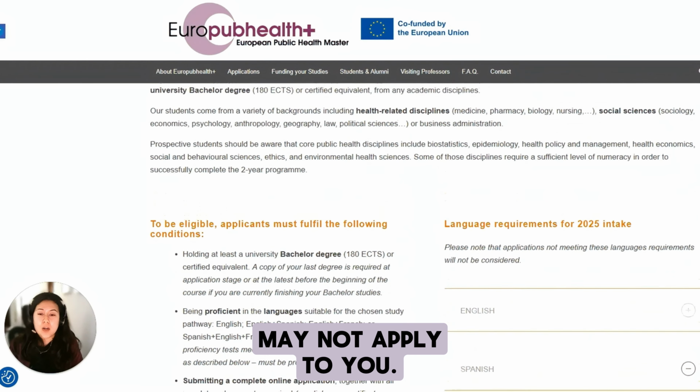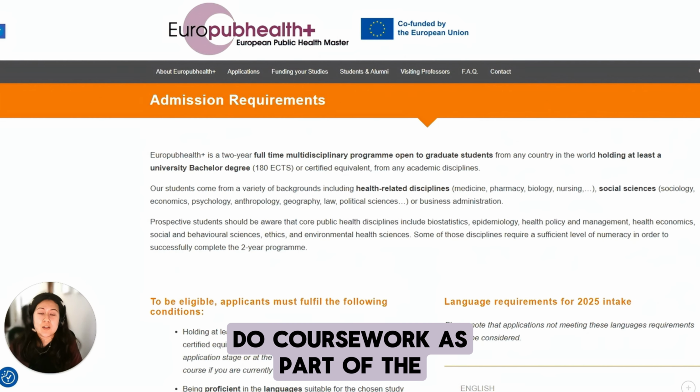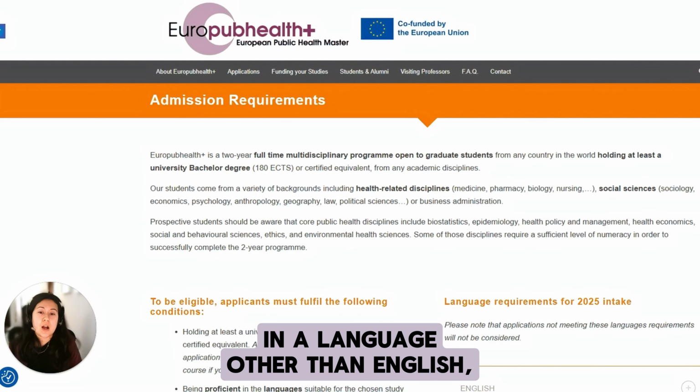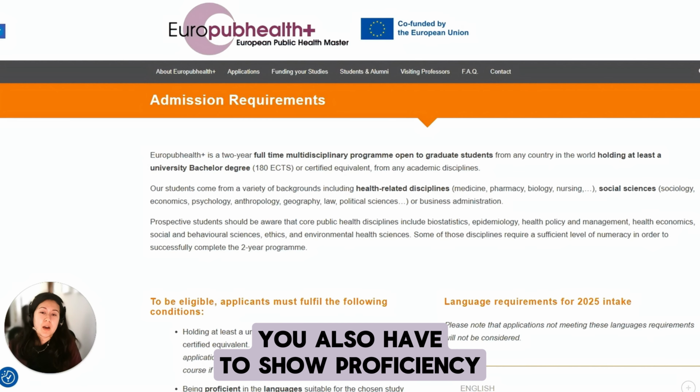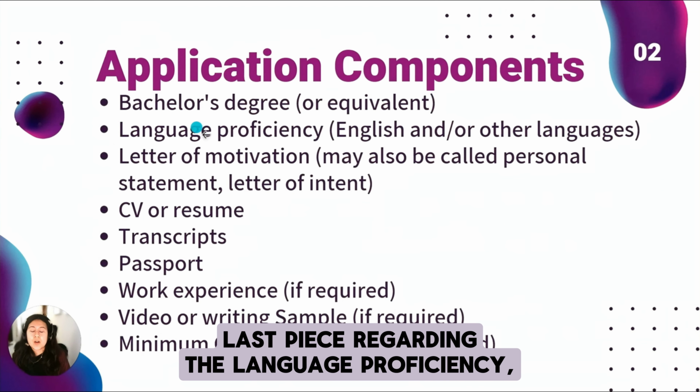This may or may not apply to you, but if you are going to do coursework as part of the master's in a language other than English, you also have to show proficiency in that language, plus English as the last piece regarding the language proficiency.